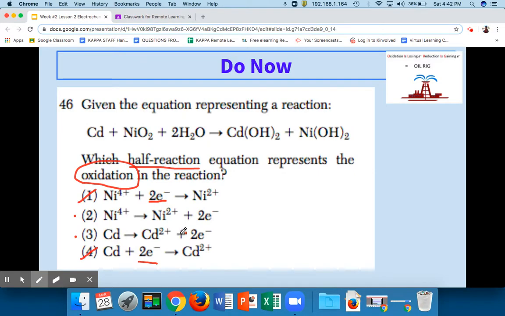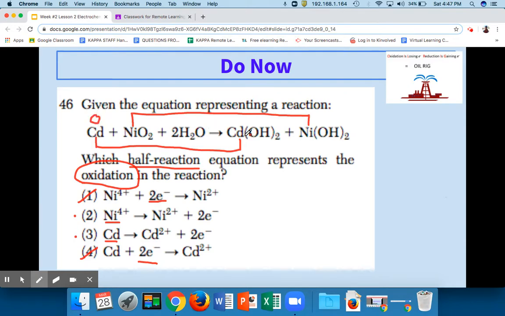So now how do I know which one is the right answer for what's happening in our reaction up here? So I need to find out what's being oxidized. Is the cadmium being oxidized or is nickel being oxidized? So let's isolate our half reactions. Cadmium from here to here and nickel from here to here. What's my oxidation state on cadmium? Well, it's by itself, so I know the oxidation state is 0.